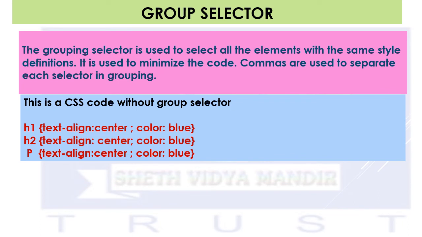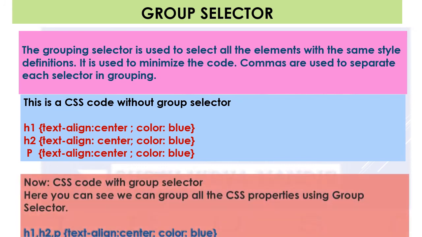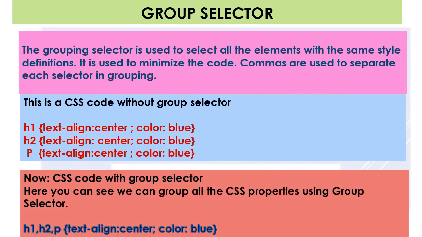Right? In the group selector, what is most important is the properties. All these tags are using the same properties, that is text-align center, and the color of the text should be blue. So if I want to type such things, you can take them into a group with the similar things, right? So now the CSS code with the group selector.